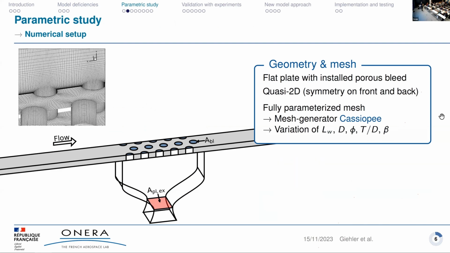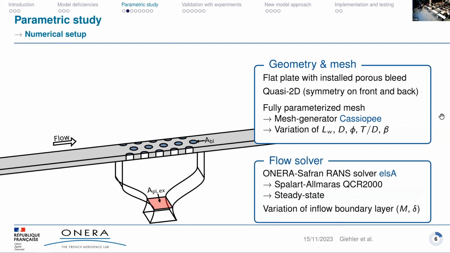The mesh is fully parameterized, and it's a structured mesh. So we can change the length of the bleed region, the hole diameter, porosity level, thickness of the blade, and also the stagger angle, so the whole orientation. And this is then solved with our in-house solver, elsA, at ONERA. It's the Edwards-Chandra QCR turbulence model. And I also vary the inflow in some other simulations that I don't show here.